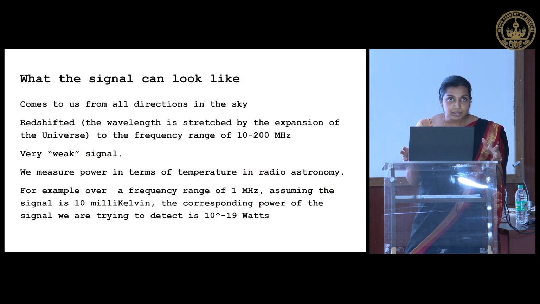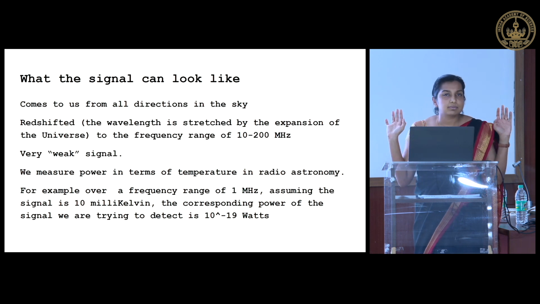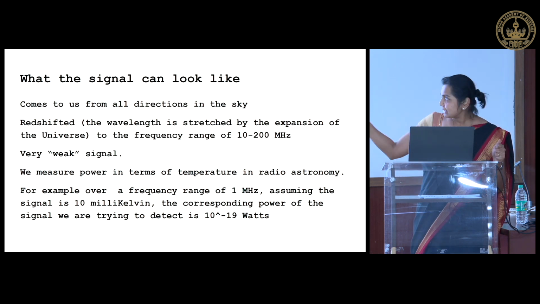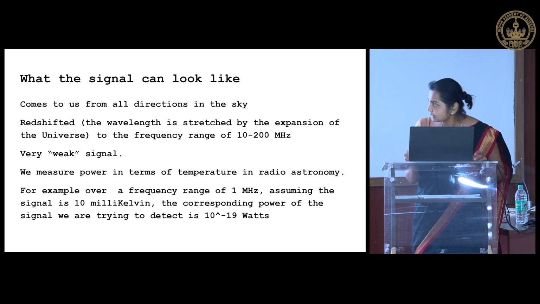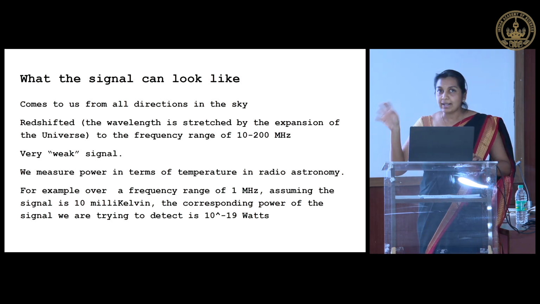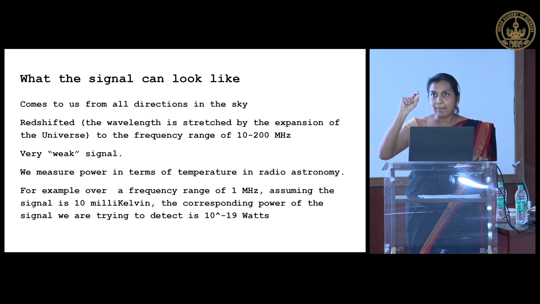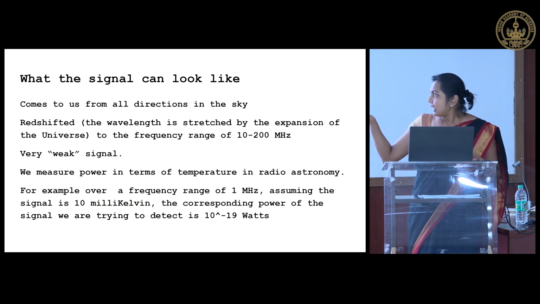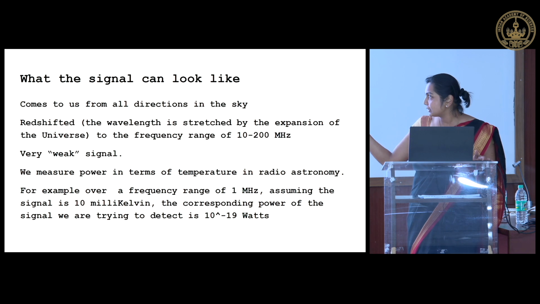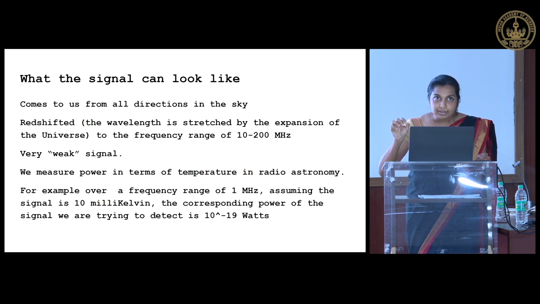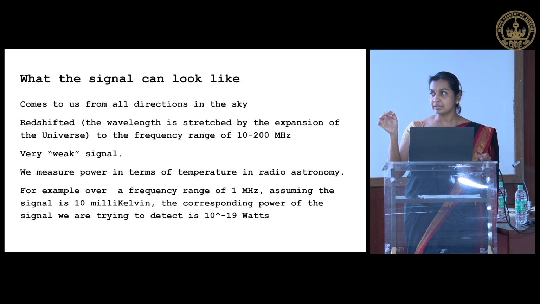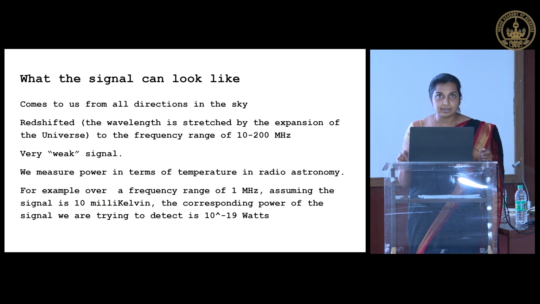We measure power in terms of temperature in radio astronomy. It's jargon, it's a convention. So the signal that we are trying to detect, I've put some numbers here, but we can work out the details later. The order of magnitude, the temperature equivalent of the signal amplitude is about 10 millikelvin, and over a bandwidth of 1 megahertz, the kind of power we are trying to measure is 10 raised to minus 19 watts, okay. That's 1/10 of a billionth of a billion watts, okay. That is how faint a signal we are trying to detect.